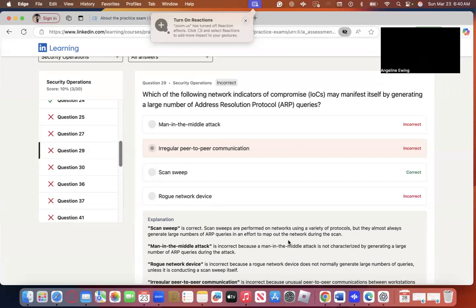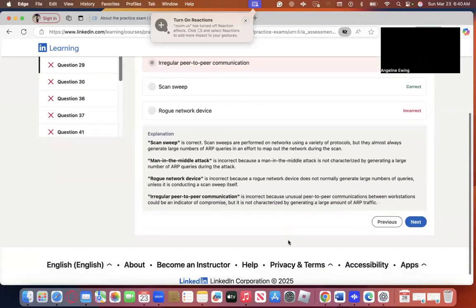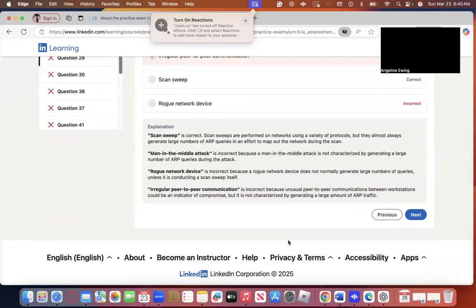On the other hand, a man-in-the-middle attack is not characterized by generating a large number of ARP queries during an attack. Rogue network devices do not normally generate a large number of queries unless they are conducting a scan sweep themselves, and irregular peer-to-peer communication between workstations could be an indicator of compromise, but it is not characterized by generating a large amount of ARP traffic.